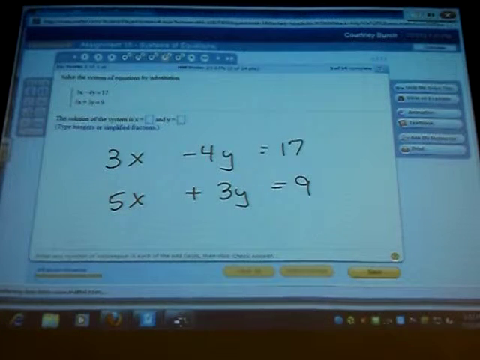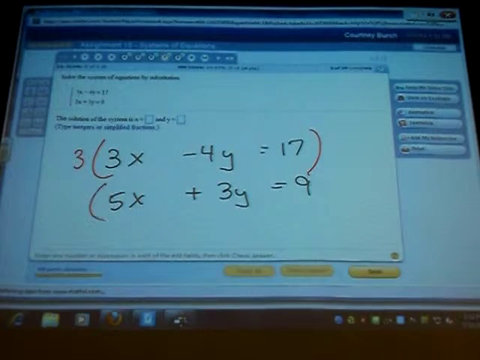So I can turn 4 and 3 into what number? 12, right? In order to turn 4 into 12, I need to multiply it by 3. In order to turn 3 into 12, I need to multiply it by 4. So I'm going to multiply the first equation by 3 and the second equation by 4.